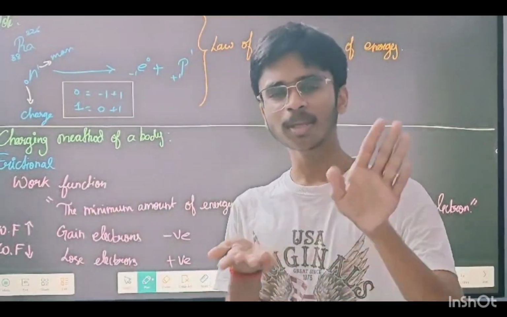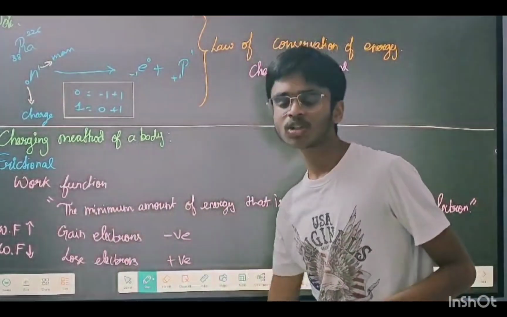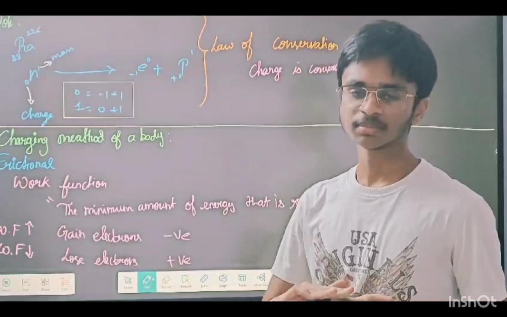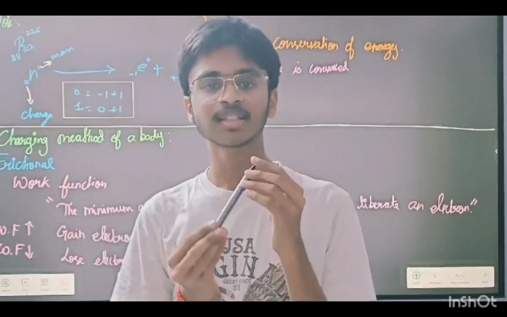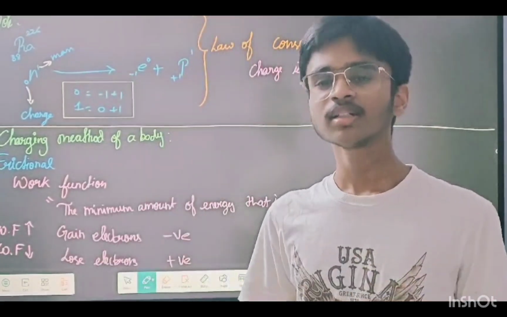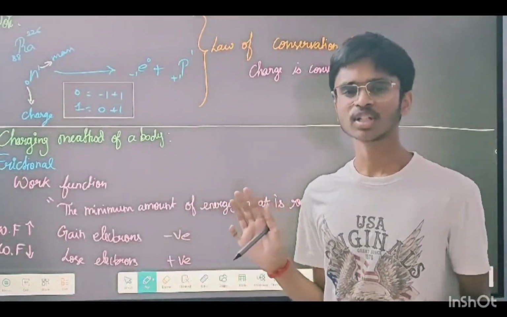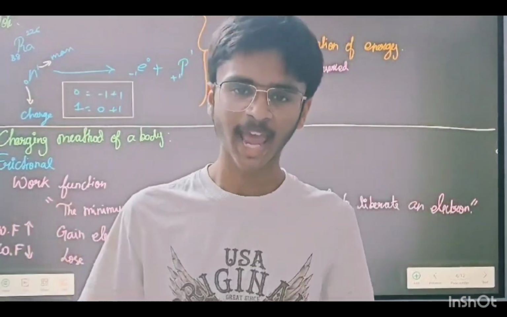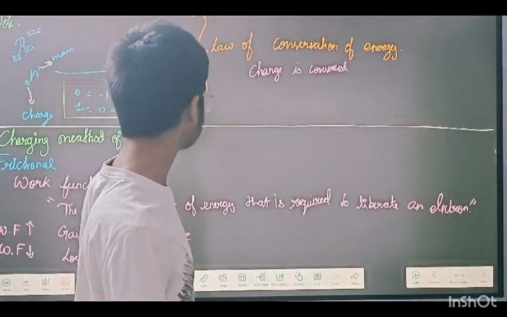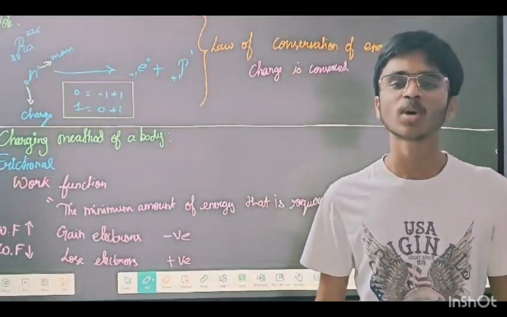That means when you are rubbing a body with a particular item, then automatically it gains some amount of charge. That is what is actually said as frictional. How is this happening? What is the mechanism? Here you have to study about work function. What is this work function?